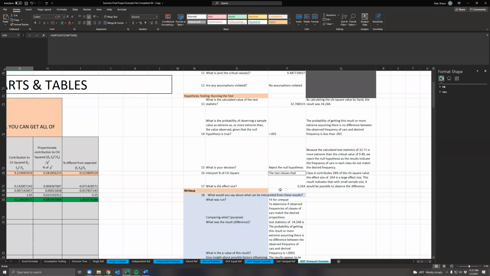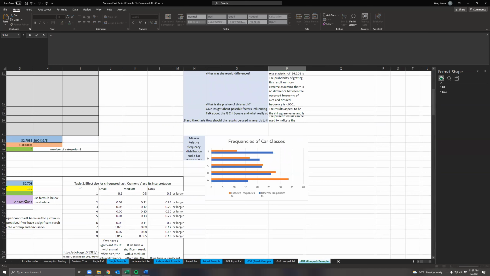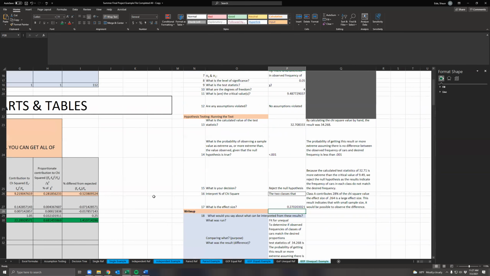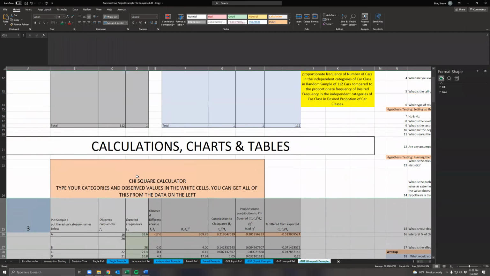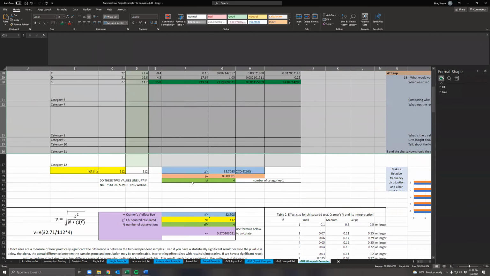So we're going to put, what is the Cramer's V? We're going to do equals, right there. So we've got the effect size of 0.27. 0.27 is a large effect size. The results indicate that with a small sample size, it would be possible to observe the difference. Okay. So that is how you calculate all of the information here.